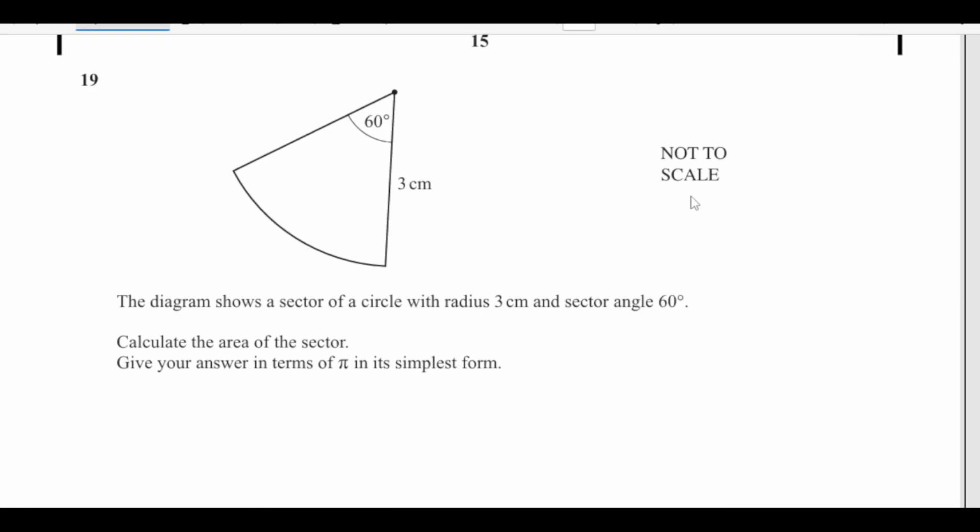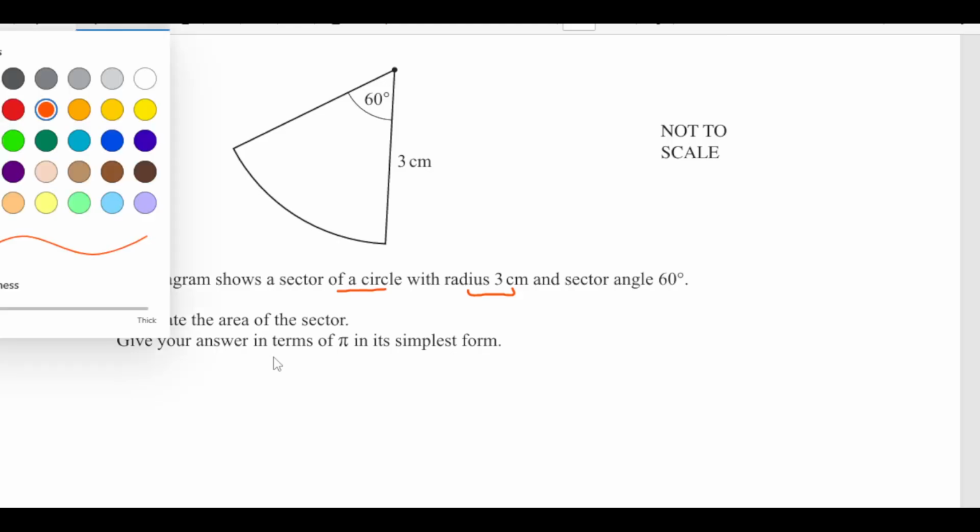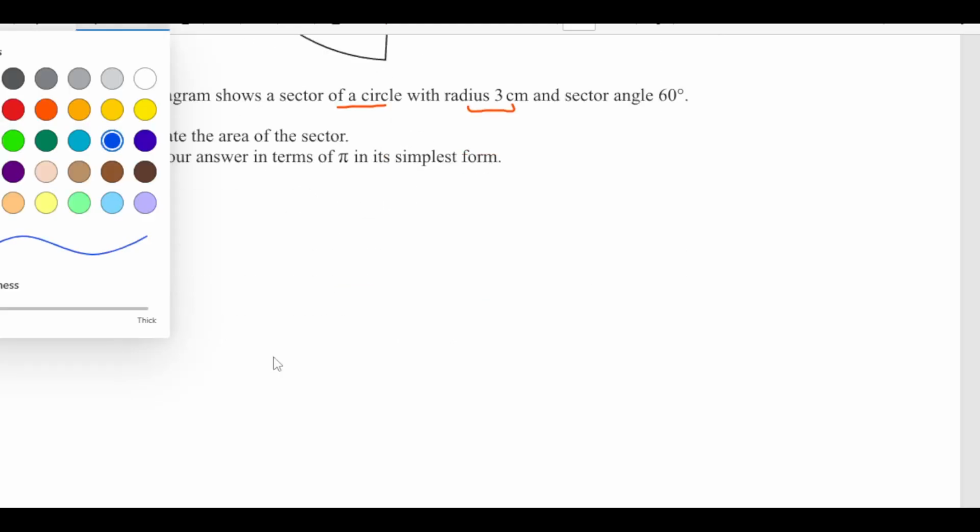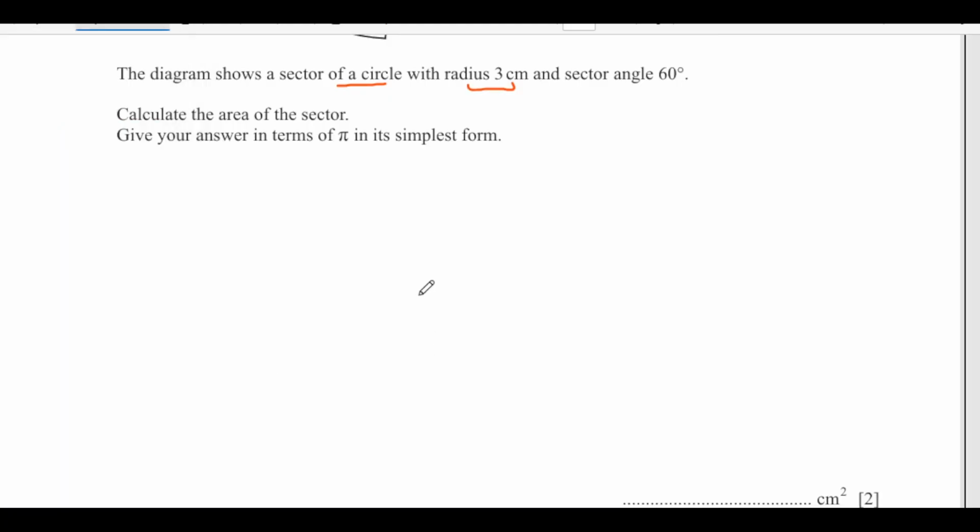We have a diagram that shows the sector of a circle with radius 3 and sector angle 60. Calculate the area of the sector. So, for the area of the sector, we will use the formula.